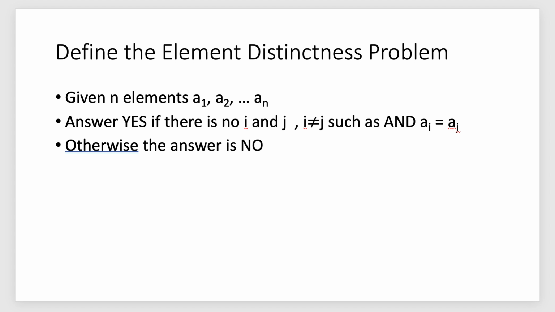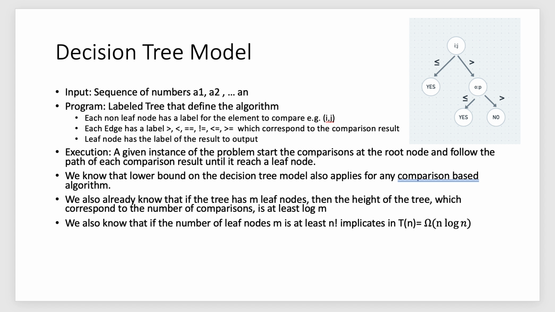If any of the elements are equal to each other, then the answer is no. So that's it. We have only two answers, yes or no, and it is yes if all the elements are distinct. We're at the decision tree model.